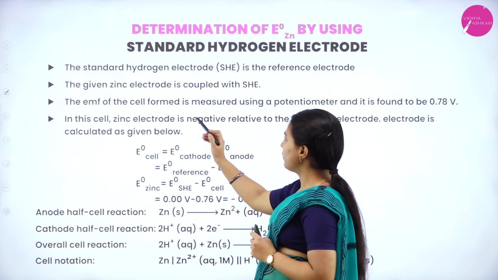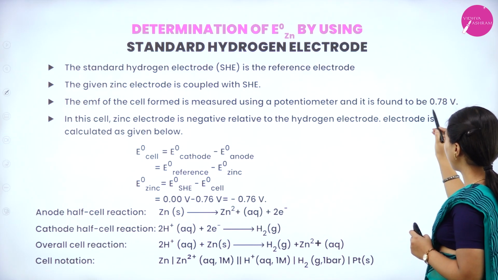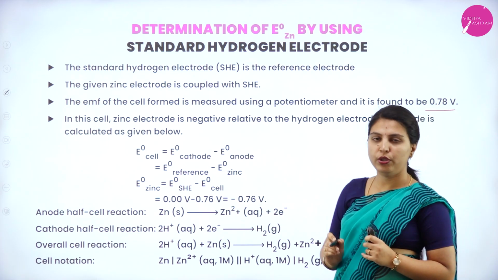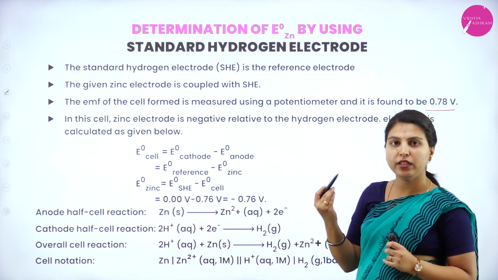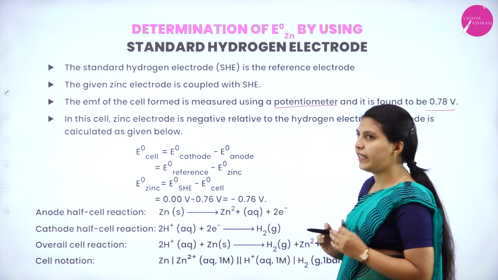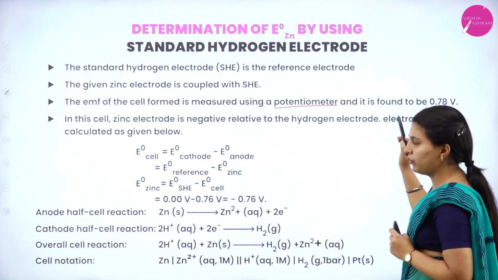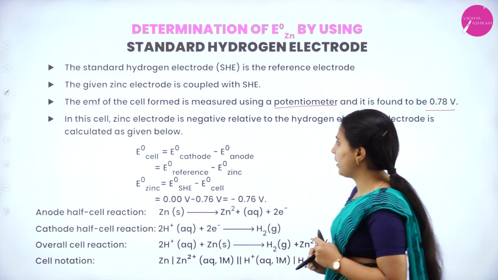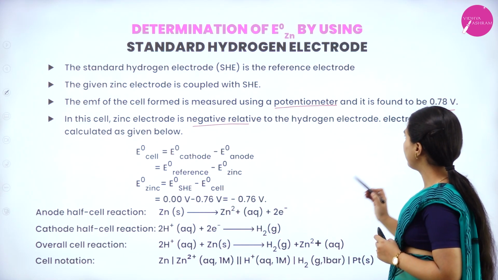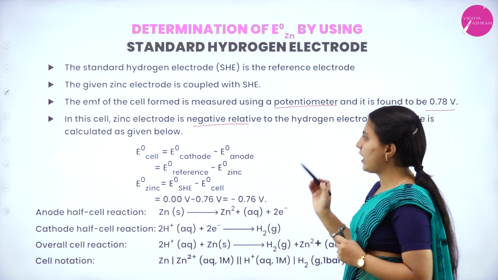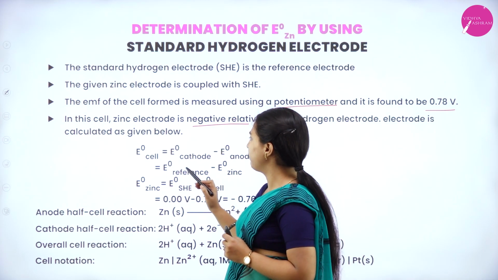The EMF of the cell is measured using a potentiometer, and it is found to be 0.78 volt. In this cell, the zinc electrode is negative relative to the hydrogen electrode. The electrode potential is calculated as below. Here the zinc electrode is negative.